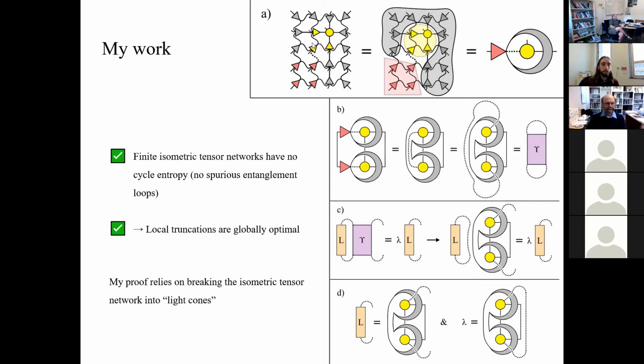So if you consider any bond in this tensor network, here we've just got this dotted bond here, there'll be a group of tensors which point in towards it, like the future events shown here in red, like the future light cone.